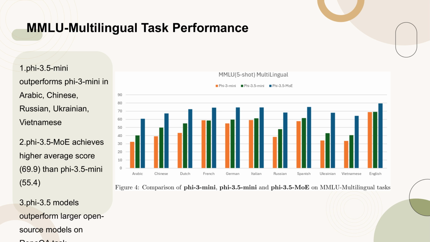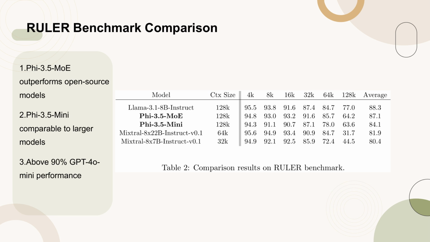This demonstrates the enhanced multilingual capabilities of the Phi 3.5 series models. Table 2 presents the comparison results of various models on the Ruler benchmark. It highlights that Phi 3.5 MoE significantly outperforms other open-source models and offers performance comparable to Gemini 1.5 Flash. Additionally, Phi 3.5 Mini achieves performance levels comparable to much larger models like Mistral Nemo 12B and Llama 3.1-8B.